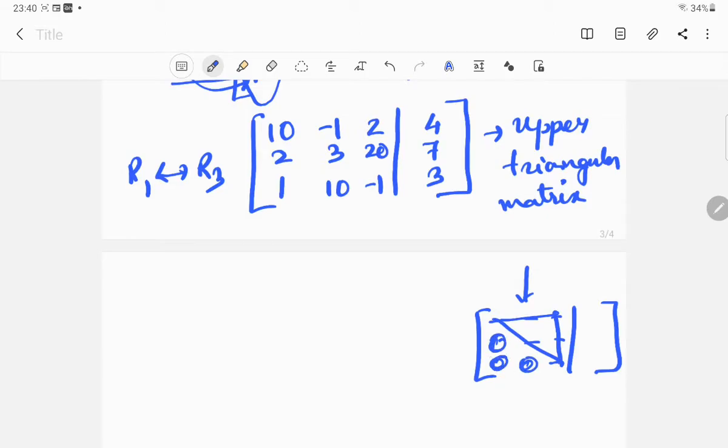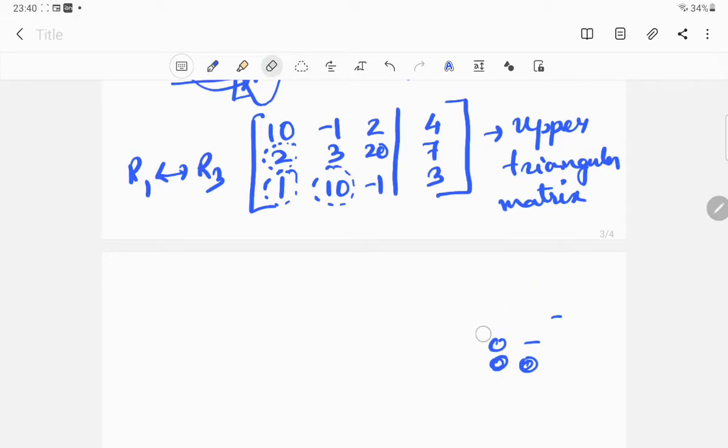These values you want to make 0, so that means this one and this one. We want to make these values equal to 0. So we want to convert it to an upper triangular matrix. What will be our next step? Our first aim will be to make this element equal to 0. So how to do that?